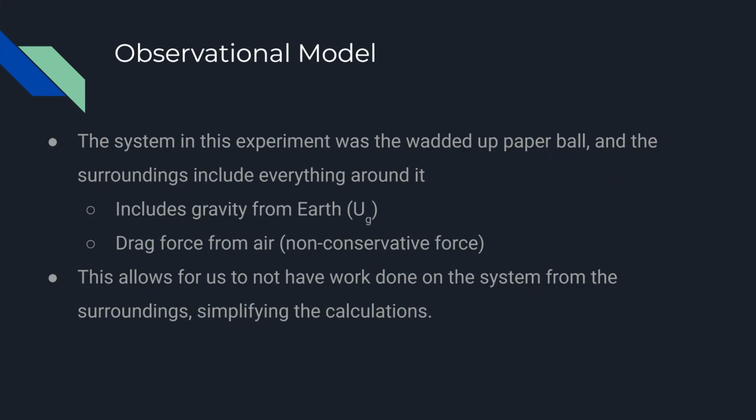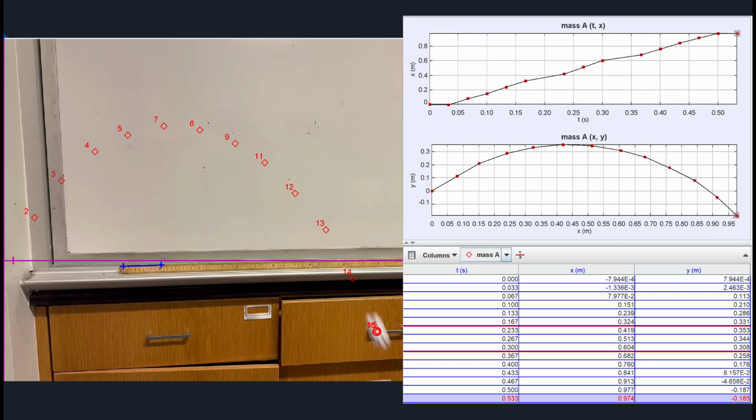But let's talk about the observational model. The system in this experiment was the wadded up paper ball, and the surroundings include everything around it. So gravity from Earth would be gravitational potential energy. And then, like I said earlier, drag force from the air is a non-conservative force. So something like this would allow us to not have work done on the system from the surroundings, which would help simplify the calculations. And excuse me, more on the observational model you see here, the images in Tracker. That's the Tracker stuff.